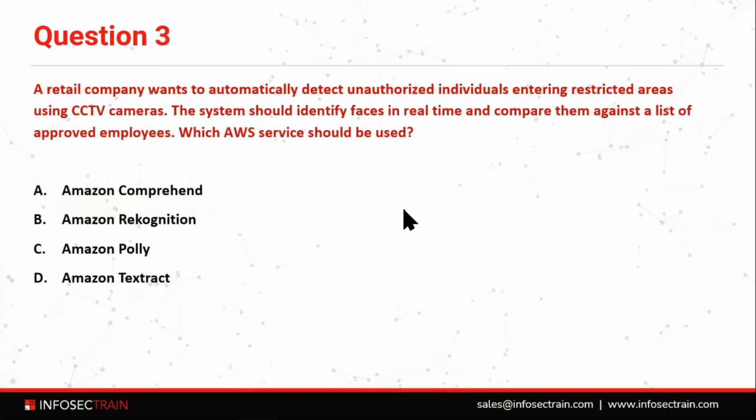Please look into it. We have just talked about this concept today in a lot of detail. Everyone, please look into it. So here it's about detecting unauthorized individuals entering a restricted building. So definitely the answer is going to be Rekognition. Very good, as we have talked about in today's session.